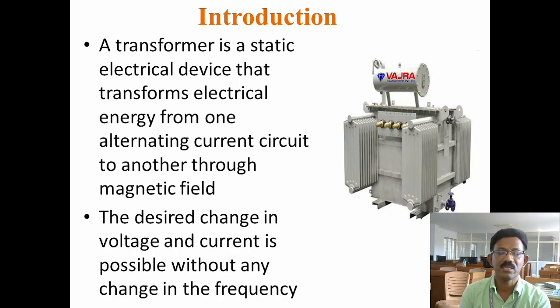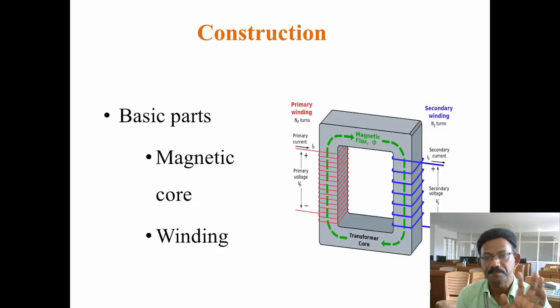A transformer is a static electrical device. It has no moving parts, so it is called a static electrical device. It can transform electrical energy from one alternating current circuit to another through a magnetic field. In a transformer, two alternating circuit windings are there. These two windings are electrically not connected, but they are connected via a magnetic field. By using this transformer, we can modify voltage as well as current, but we can't change the frequency.